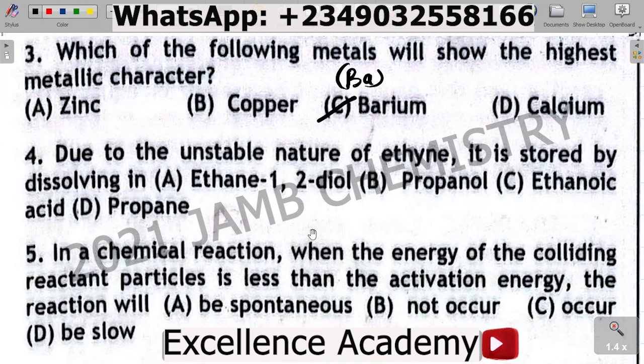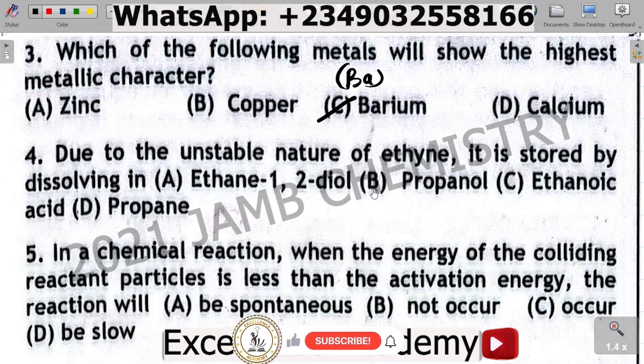Next up, question 4. Question 4 says, due to the unstable nature of ethine, it is stored by dissolving in A, ethane 1,2-diol, B, propanol, C, ethanoic acid, D, propane. So what's the correct answer here?